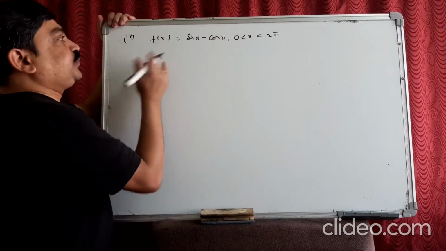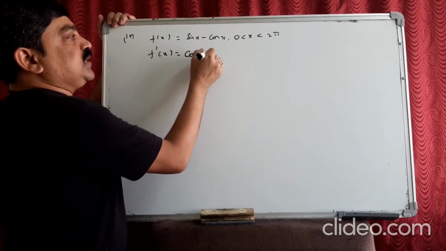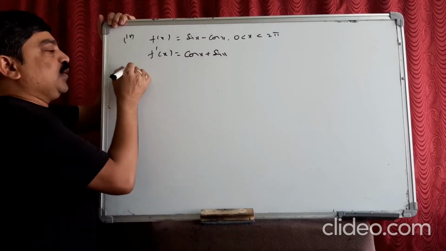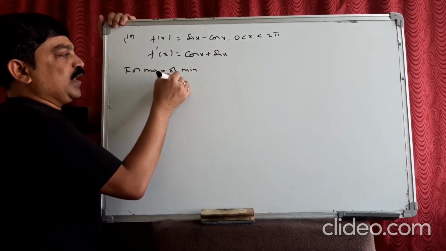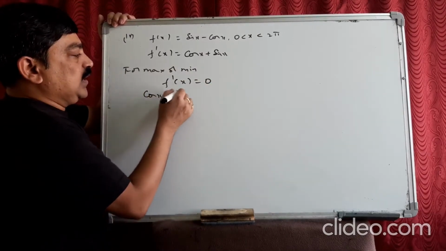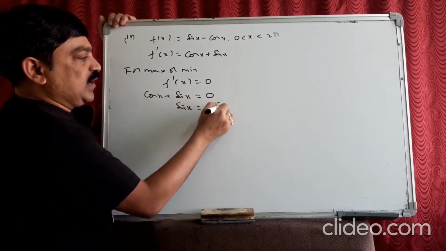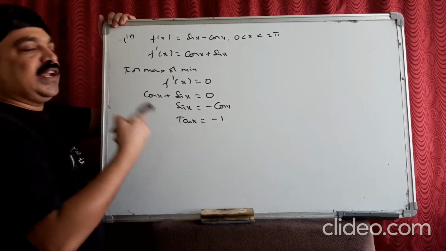Okay, let us see. First of all, f dash x, the derivative, is cos x plus sin x, because minus of minus sin x. What we know? We know that for maximum or minimum, f dash of x is equal to 0. That means cos x plus sin x is equal to 0. Sin x is minus cos x. Bring it down. Tan x is minus 1, negative.